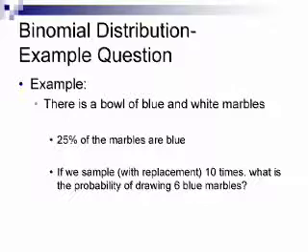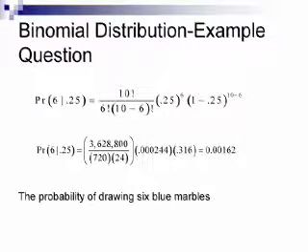We have a bowl containing blue and white marbles. 25% of them are blue. If we sample with replacement 10 times, what is the probability of drawing 6 blue ones? Applying the above equation for the probability of x given p, x is 6 and p equals 0.25. 10 factorial is 3,628,800. 6 factorial is 720. P to the power of 6 is 0.000244, and (1 minus p) to the power of 4 is 0.316. Therefore, the probability of drawing 6 blue marbles in 10 tries is 0.00162.